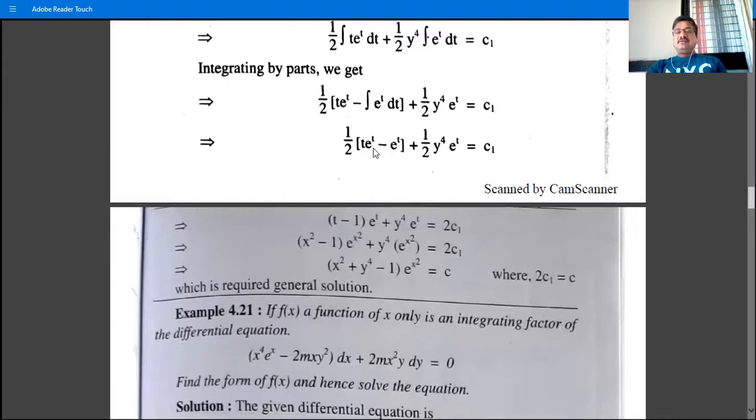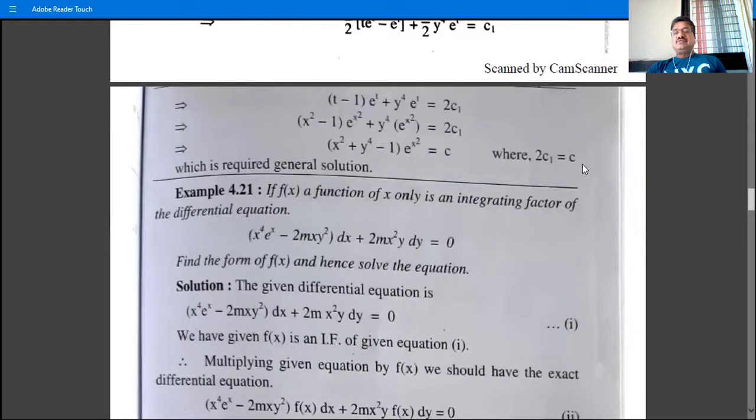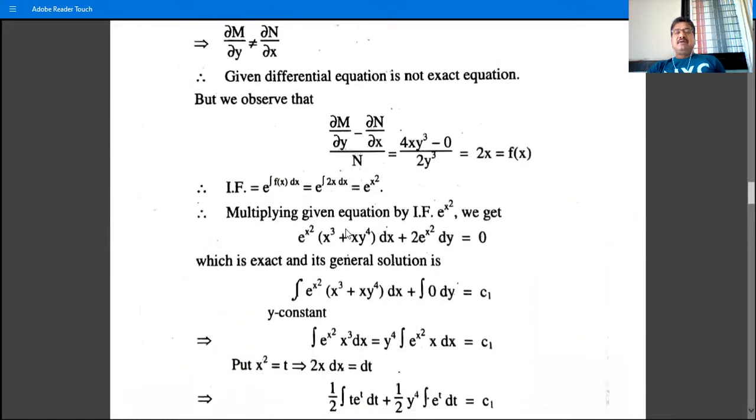So take t e raised to t common, we have t minus 1 in bracket, so x square minus 1 times e raised to x square, right? Substitute t as x square, then plus y raised to 4 e raised to x square is equal to 2c1, and call this 2c1 as c. This is the general solution. By taking e raised to x square as common, we have (x square minus 1 plus y raised to 4) e raised to x square is equal to c, with 2c1 as c, which is the general solution of the given differential equation. So this is the example of the type rule number 3.